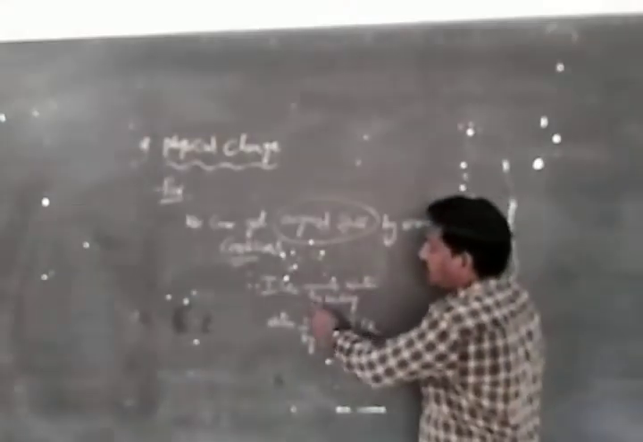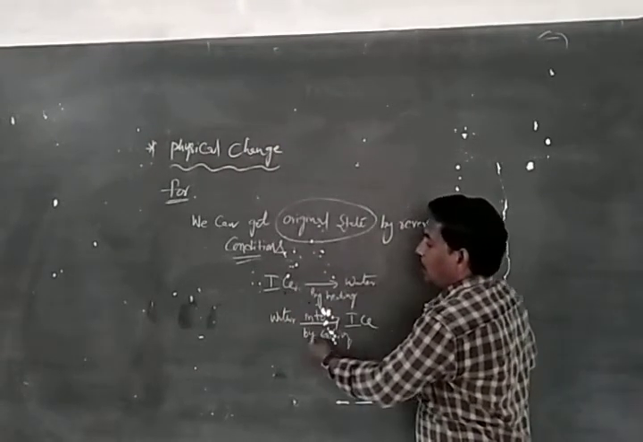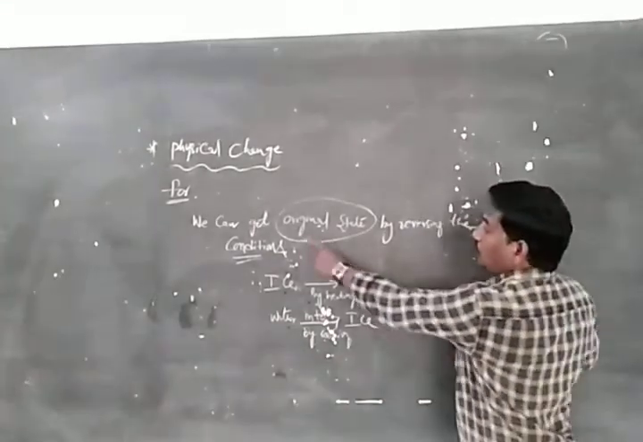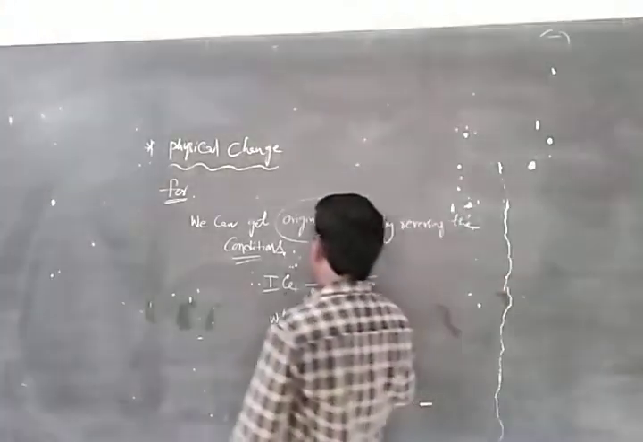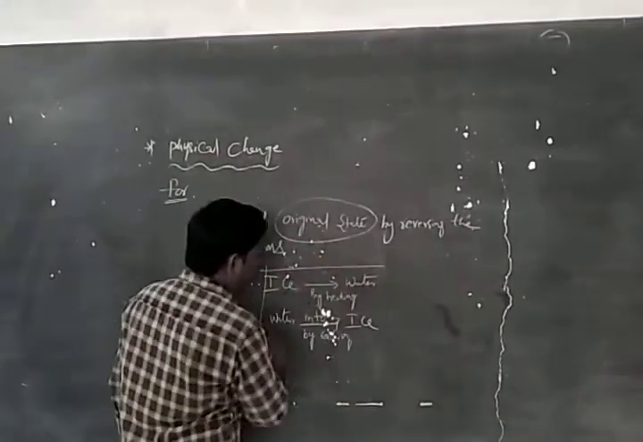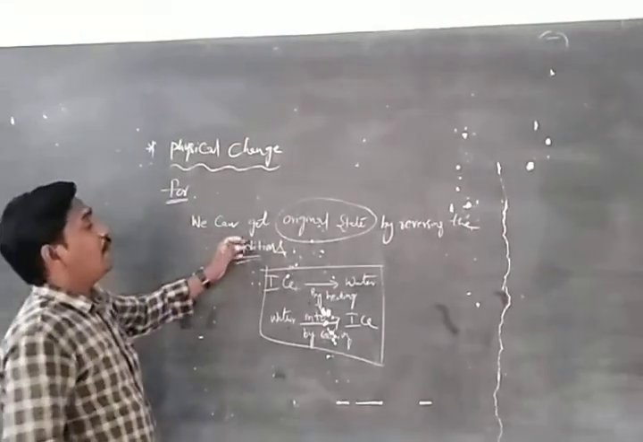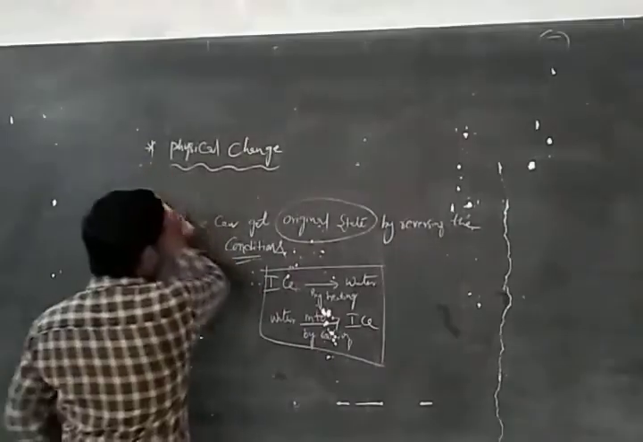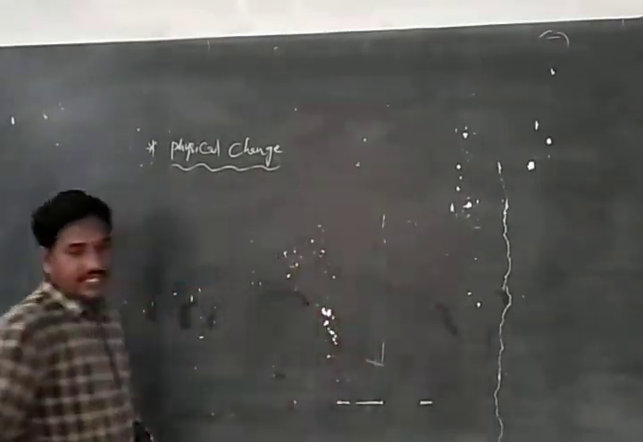So ice melts into water. When water is cooled, we can get ice. So we can get the original state by reversing the conditions. So these are the examples. Finally, what we have to write for the physical change?